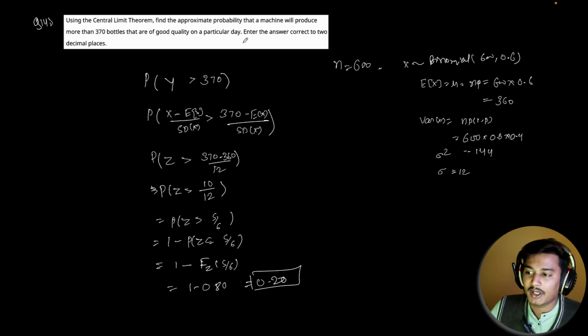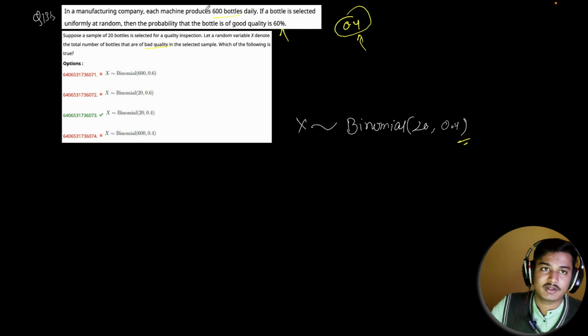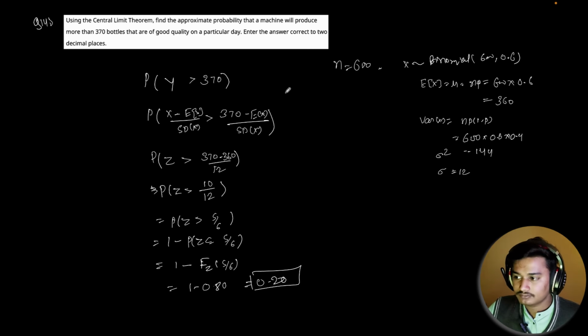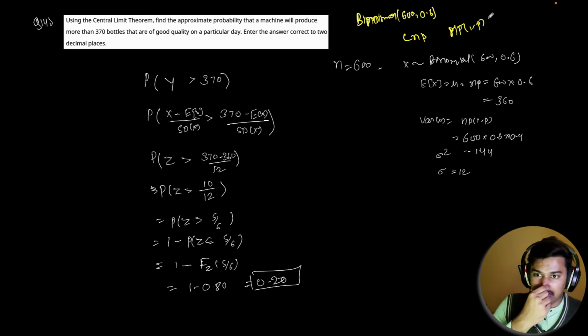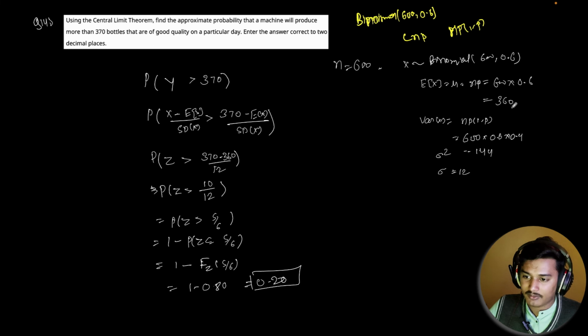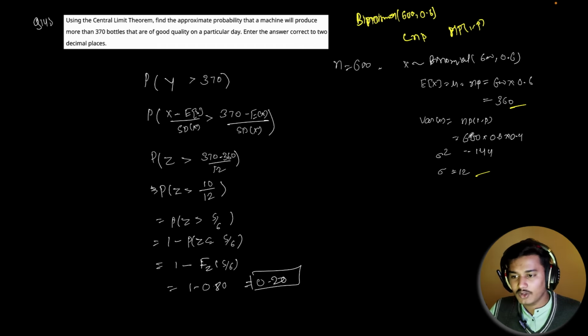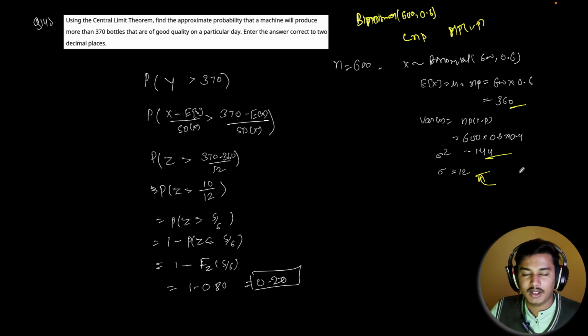So basically, it is asking about a particular day, and we know that in a particular day we have 600 bottles, right? Okay, and also we know that this will follow what? As it is asking about good quality, so it will be nothing but binomial, 600 comma 0.6. Now we know that mean is nothing but NP and variance is nothing but NP(1 minus P), right? So from here we will find the expectation value and variance value, right? So variance is 144, so SD is nothing but 12.